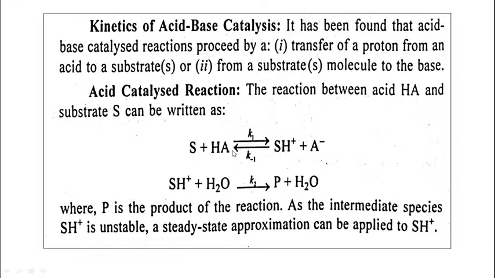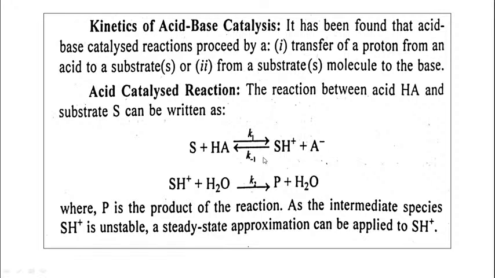Acid catalyzed reaction. You can see on the screen the reaction between acid HA and substrate S. We already derived the derivation for this, where P is the product of the reaction and SH+ is the intermediate species. In this acid catalyzed reaction, the reaction between the substrate and this acid HA takes place, forming SH+ and this anion, where K1 is called the rate constant for the forward reaction and K-1 is called the rate constant for the reverse reaction.